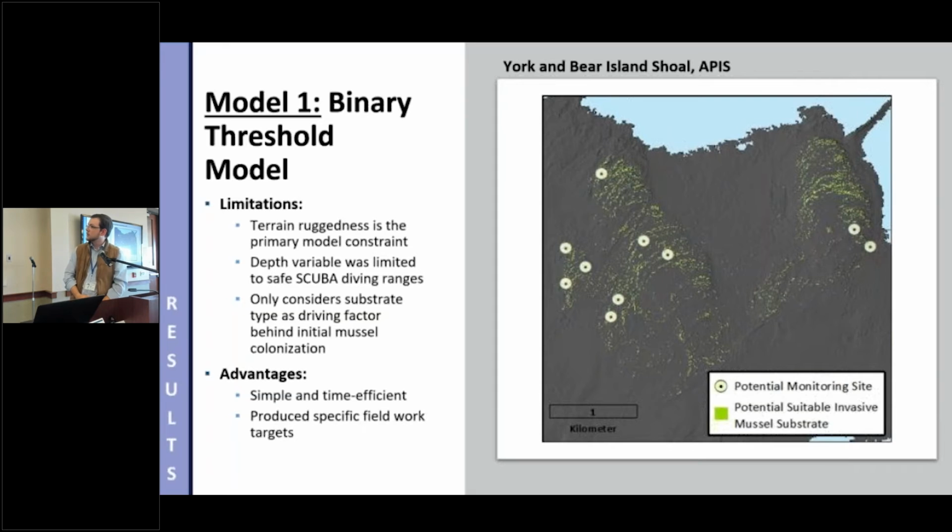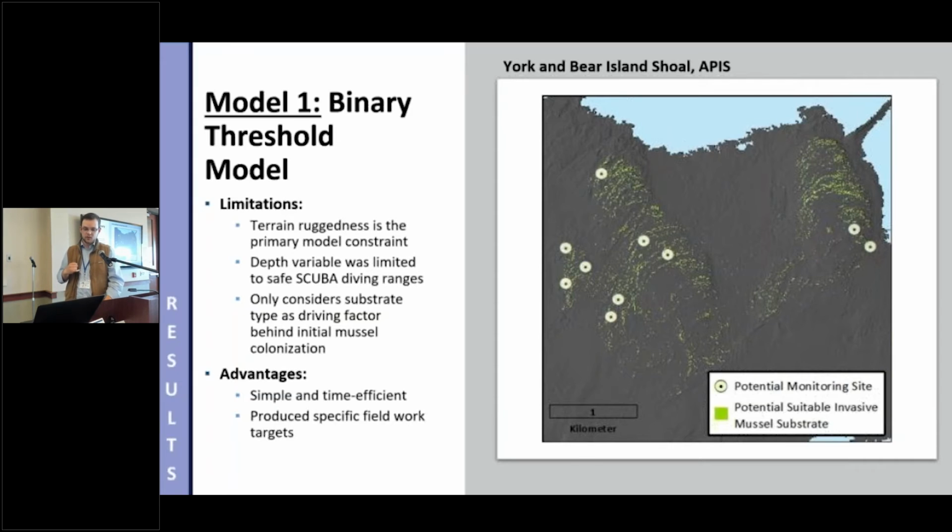So our initial results from this project, using the first model, we basically found that the first model, because it was just a simple binary yes, no, is it suitable, is it not, we had really constrained potential field sites. And as you can see here, one of the variables that really constrained the analysis was that terrain ruggedness component, in terms of identifying places where zebra mussels were likely to colonize. The reason why terrain ruggedness was so constraining is we really tried to look at only the most rugged surfaces. The assumption there being that rugged surfaces are more likely to be hard, cobble, boulder, bedrock, which is where zebra mussels tend to colonize first in an area.